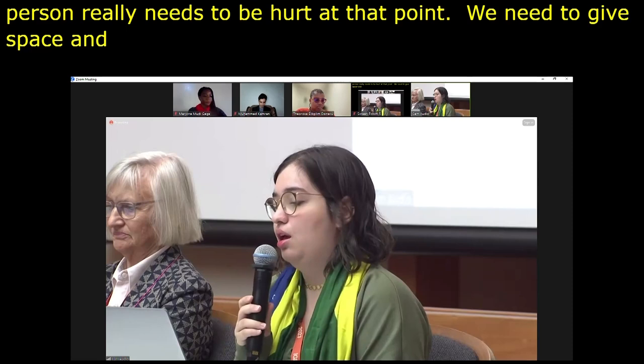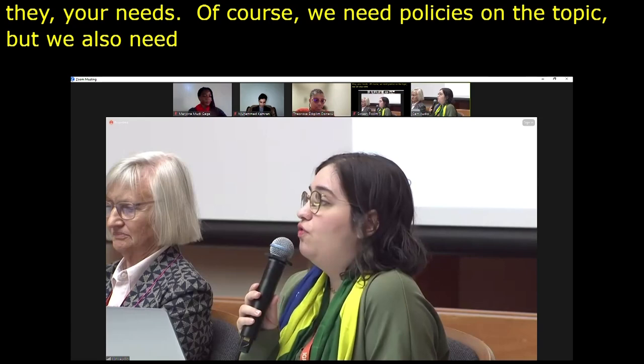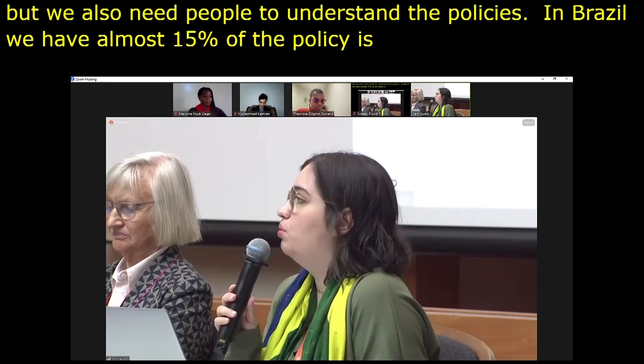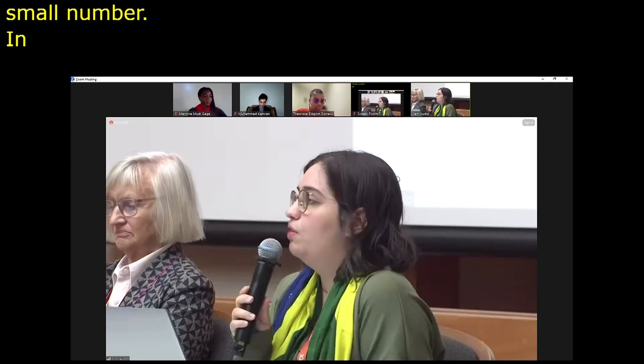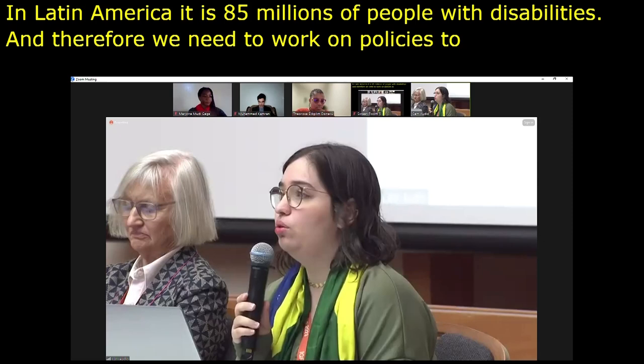And of course, we need policies on the topic, but also we need people to understand the policies. In Brazil, we have almost 15% of the population as a person with disability, so it's a large amount of people. It's not a small number. In Latin America, it's 85 million people with disability. And therefore, we need to work on policies to make training and education programs more accessible, not only the online ones, but also the on-seat ones.